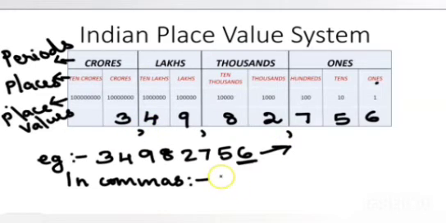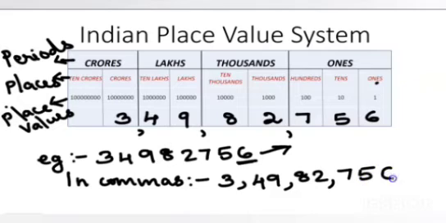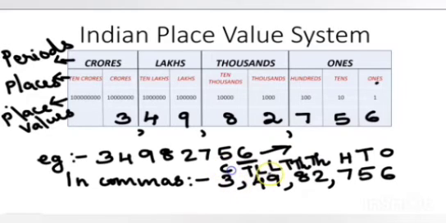So this is how you write it with commas, that is 3,49,82,756. Now let's see how we can write this number using number names. In number names, we usually write the numbers along with the period names. First let's write the places of each digit in this number, that is 6 in ones place, 5 in tens, 7 in hundreds, 2 in thousands, 8 in 10,000s, 9 in lakhs, 4 in 10 lakhs and 3 in crores.